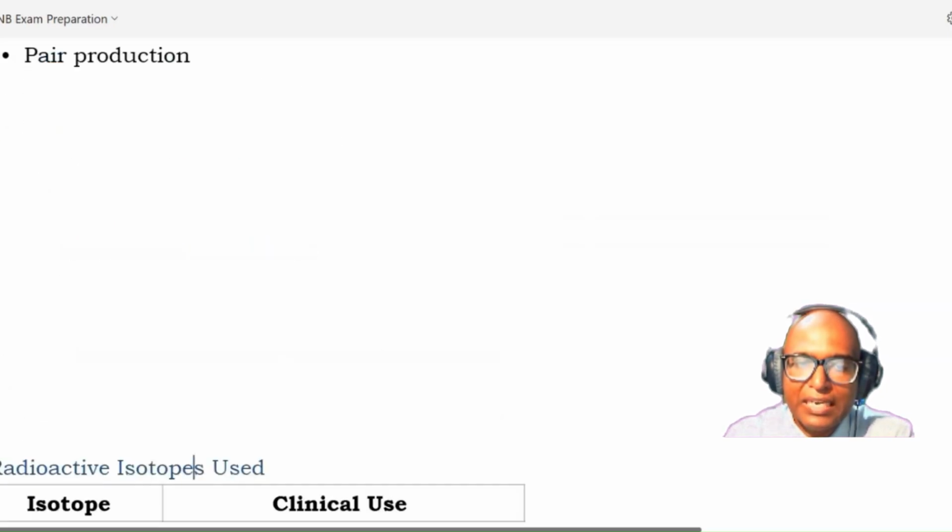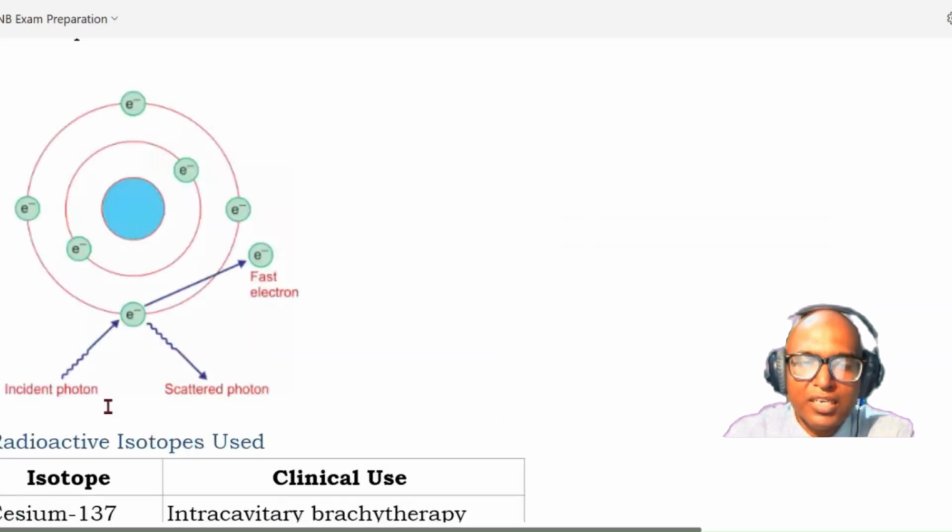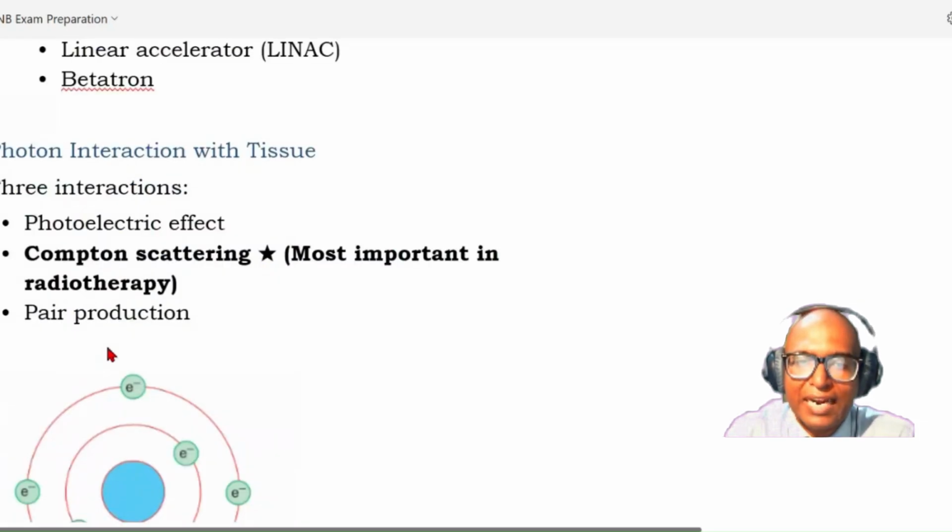Basically, if you look at this, this is the incident photon, and these are the various electrons in various orbits. What happens is that when this incident photon strikes an electron, it gives energy to the electron, and there is an increase in the energy of the electron. The electron will become a fast electron, and the incident photon will not disappear, but will be present as a scattered photon. So this is called the Compton scattering effect.